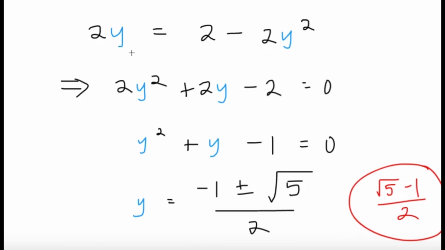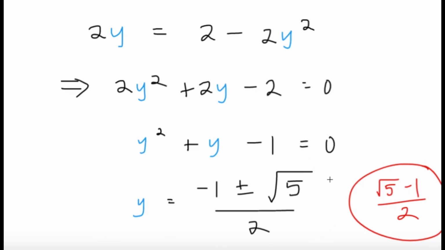So I can put everything into one side, 2y squared plus 2y minus 2 equals 0. I can divide both sides by 2, y squared plus y minus 1 equals 0. That's not factorable, so we can try to use the quadratic formula. So negative b plus minus square root of b squared minus 4ac over 2a. We're going to get these two values for the possible values of y.